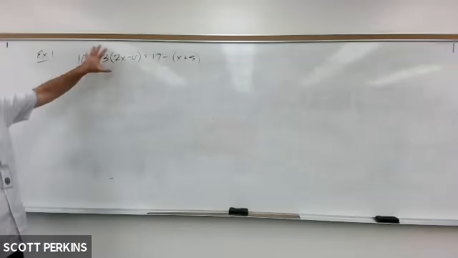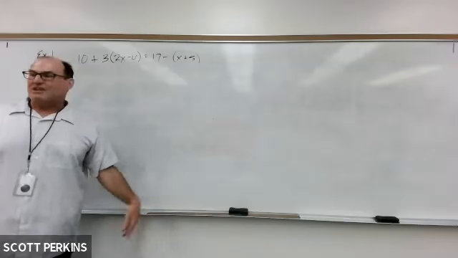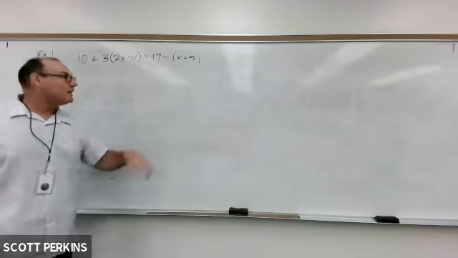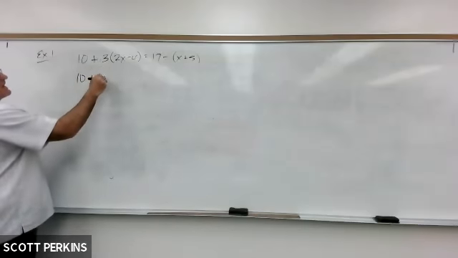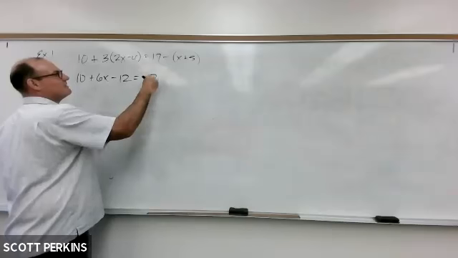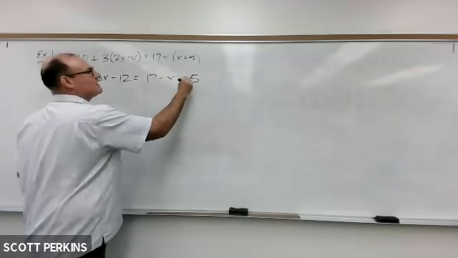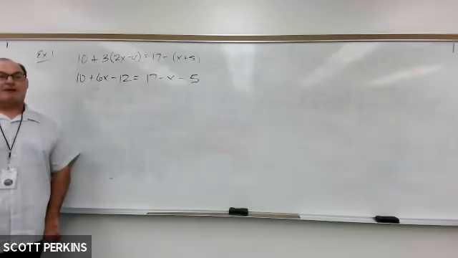Okay, I want to make this look a little cleaner on both sides before I even worry about solving. So my first couple steps are not solving. They're going to be making this look nicer. So first thing is distributive property. So I have 3 times 2 is 6x, 3 times negative 4 is negative 12. Over here I have 17, negative times x is negative x, negative times 5, negative 5. Have I lost anybody so far? Just the distributive property.